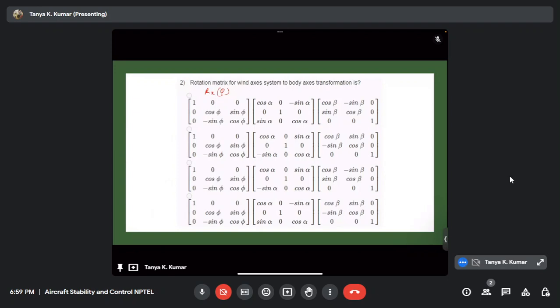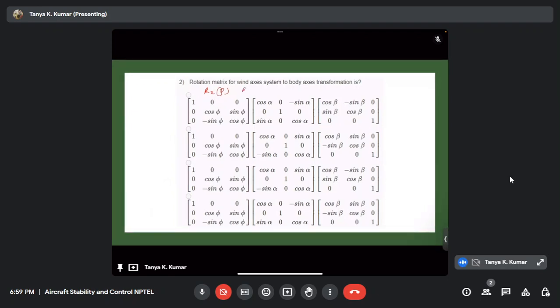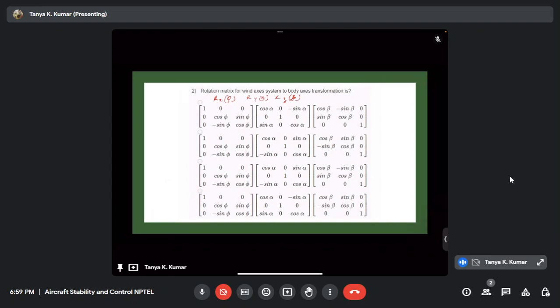So it will be Ry(alpha) and Rz(beta). All you have to see is that you rotate with the primary matrices. So primary rotation about the x-axis is given by what matrix? Rotation about the y-axis, rotation about the z-axis. Which of these four options is right?